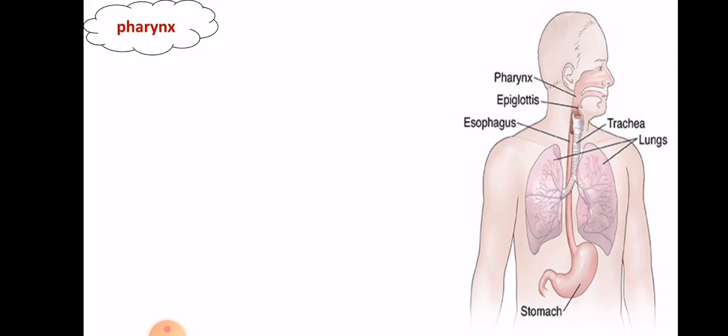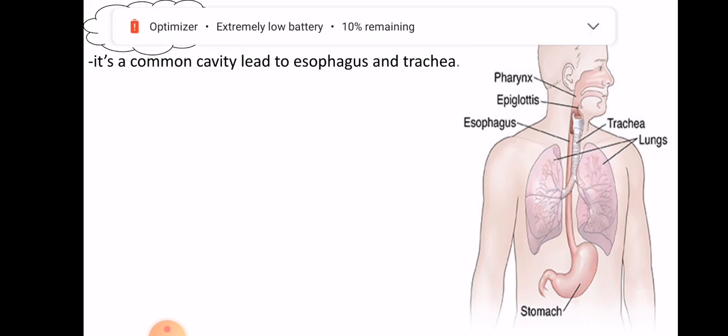Let's move to the second part through which the food passes. The pharynx is the second part. The pharynx is the common cavity that leads to the esophagus where the food and the air pass through. It allows the passage of food from the mouth to the esophagus, and also the passage of air from the nose and the mouth to the trachea. So it's a common cavity leading to the esophagus and the trachea.